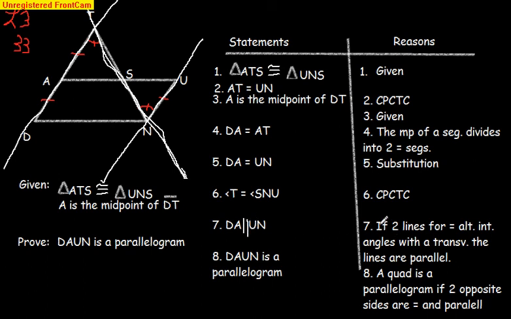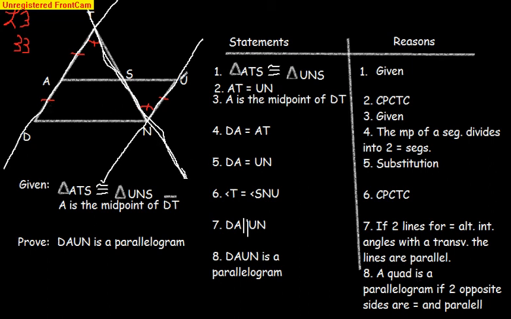Because if two lines form equal alternate interior angles with a transversal, the lines are parallel. So here's a transversal through two lines. The alternate interiors are equal, so we know that these two lines are parallel. And if the lines are parallel, then the segments within the lines are parallel. So finally, we can say DAUN is a parallelogram for two reasons. It's all in one theorem.